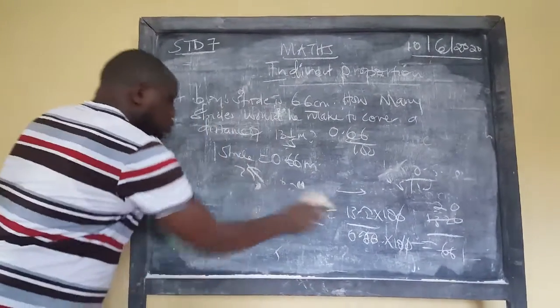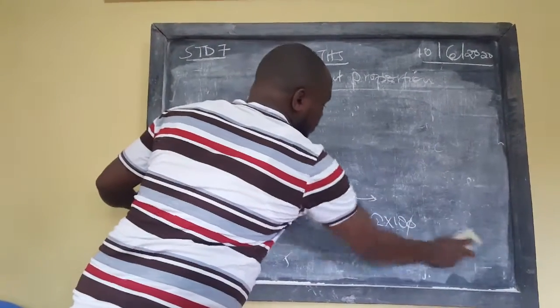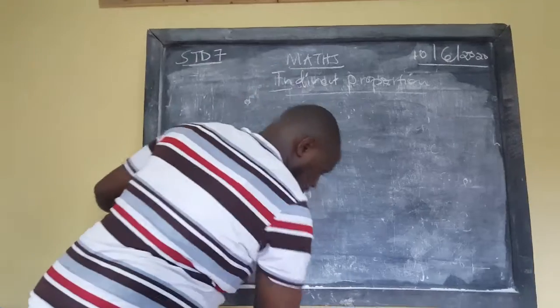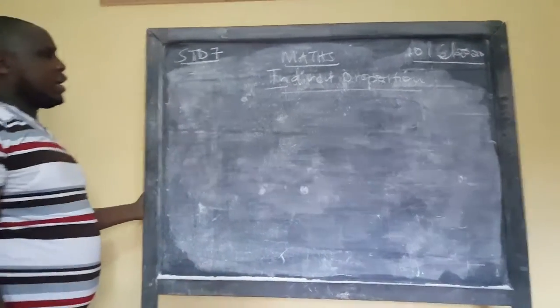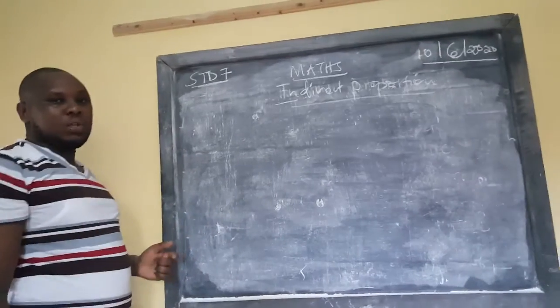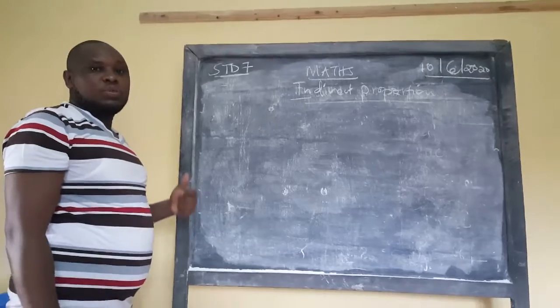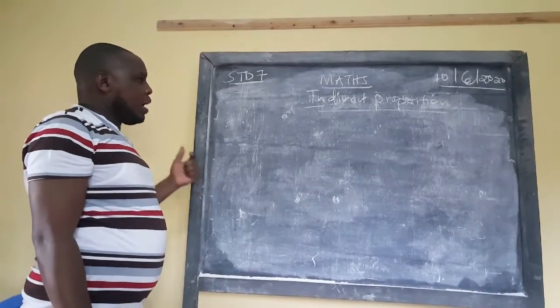So I want us to move to our subtopic of today, that is indirect proportion. And indirect proportion, as we saw yesterday, in direct proportion we are looking at the whole amount collectively. In this case, we are going to look at individual person or individual quantity.